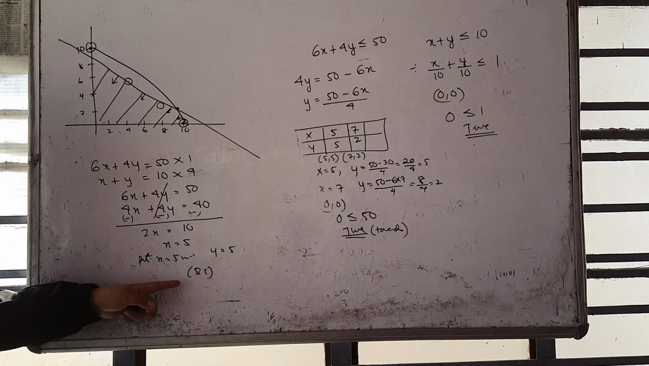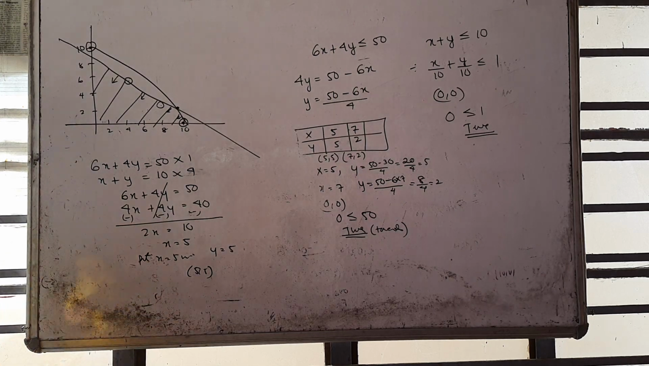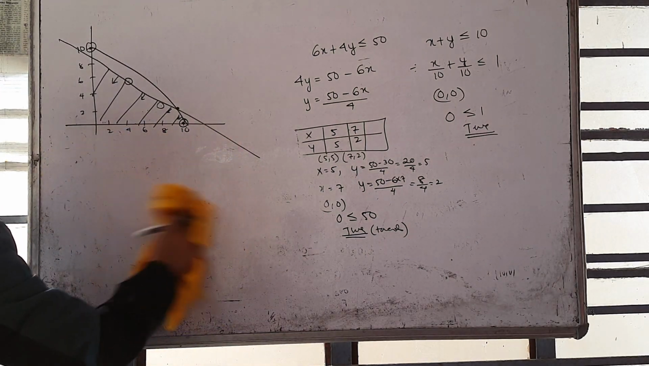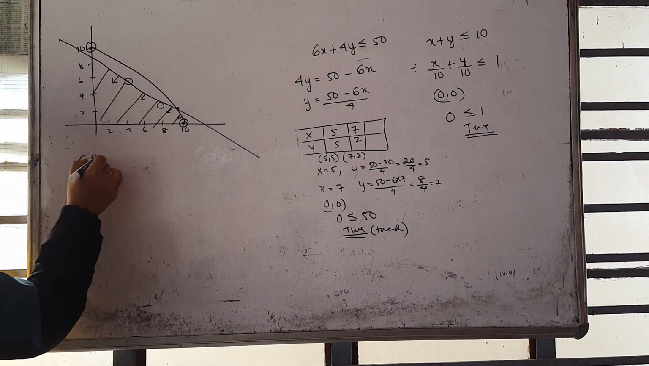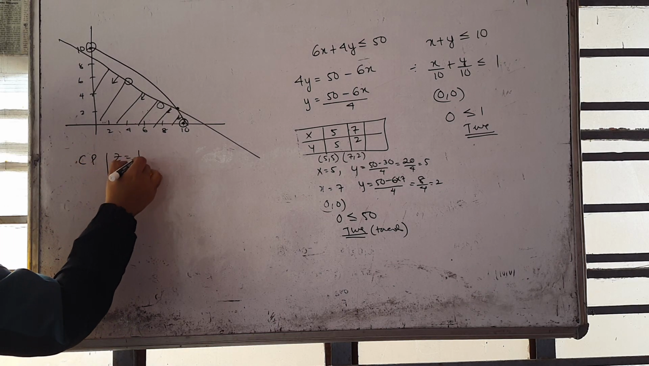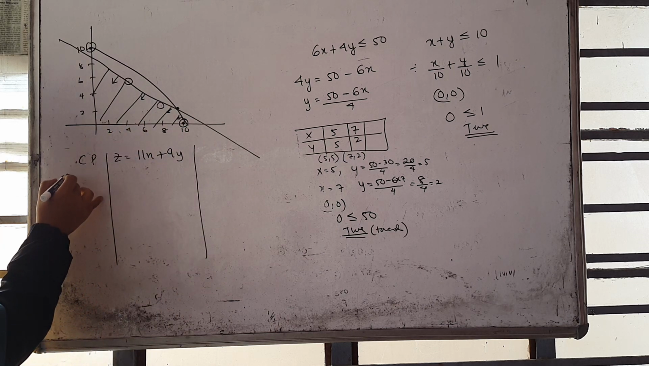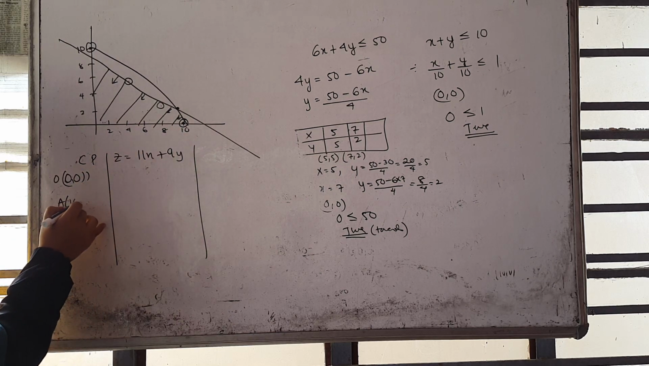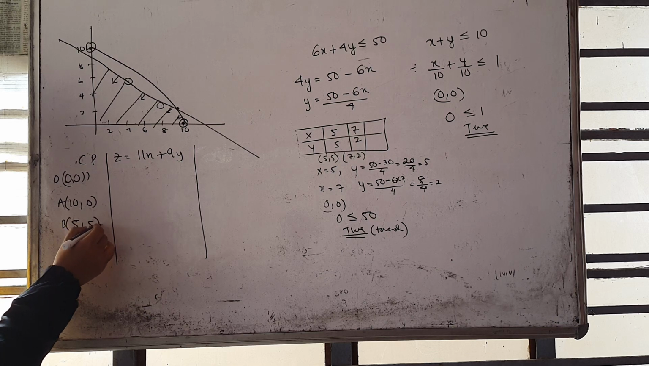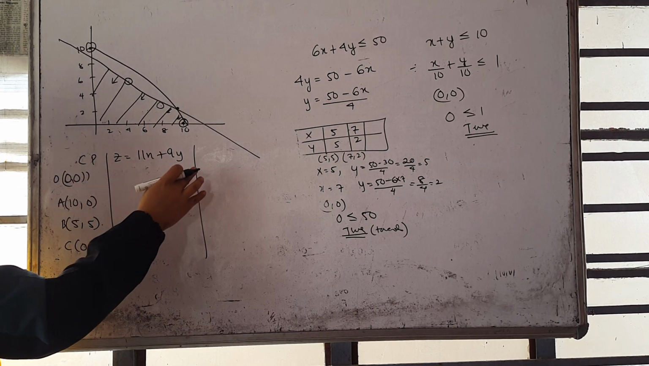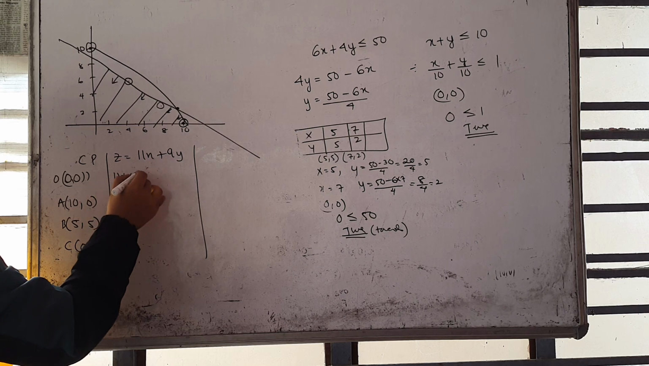So once you get the points, guys, what is it that you have to do? Yes, you have to write the corner points. What is z? 11x plus 9y. So what are your corner points? The first one is (0, 0). Second one, roughly (10, 0). The one where they intersect, I'm getting (5, 5), and the other one (0, 10). Put it out here. So it's going to be 11 into 0 plus 9 into 0.